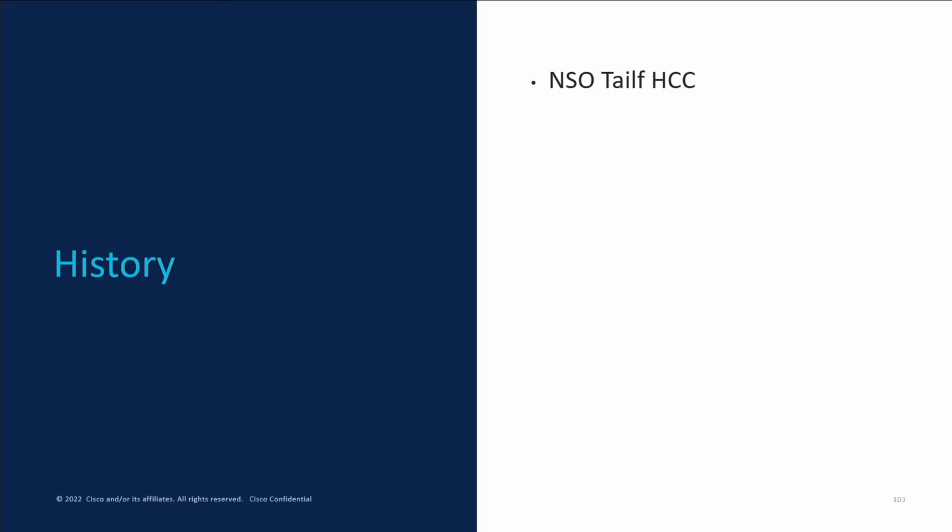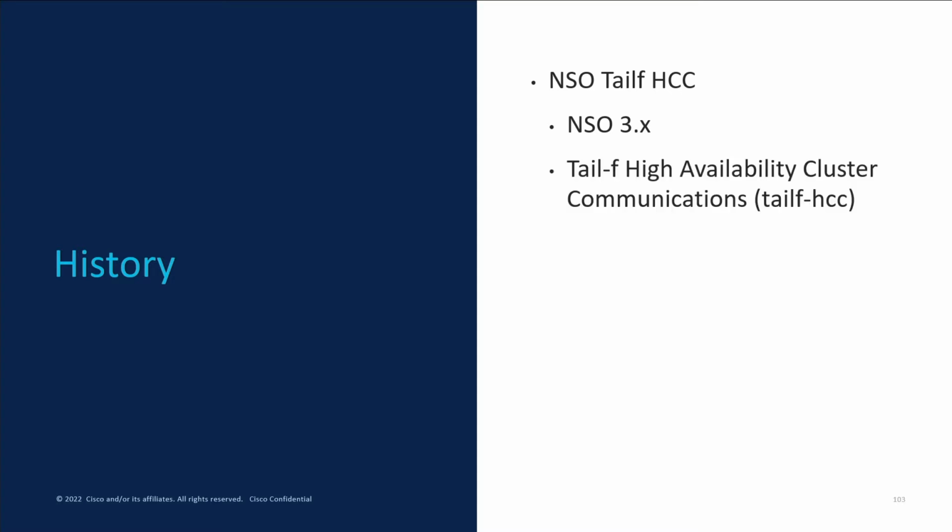So what we actually did is we created a package which we called tail-f HCC. I think most of you are aware of it and are using it. It was introduced in the NSO 3.x series of versions. I don't have the exact date. And it was actually just a package you install. And with that package, you just enable HA and you get replication. In the case of failure, it's just short for high availability cluster communication.